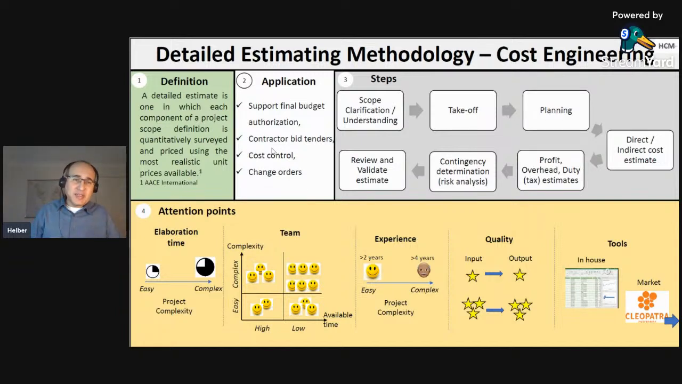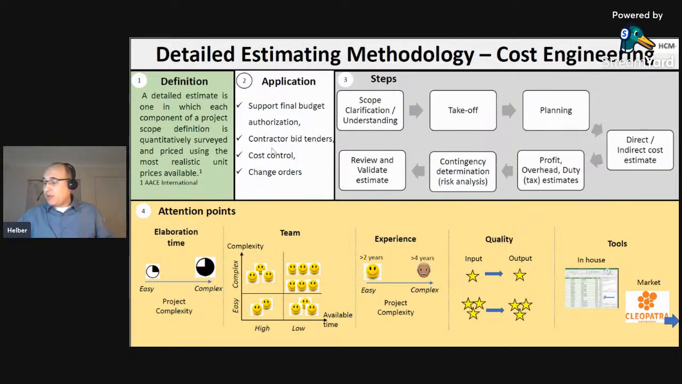It's also helpful for change orders. When you have a claim or a variation order, these inputs could support the negotiation process as well. And what are the steps to apply this methodology?